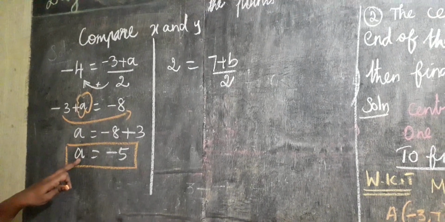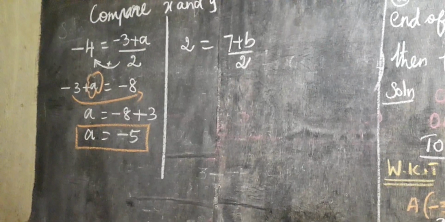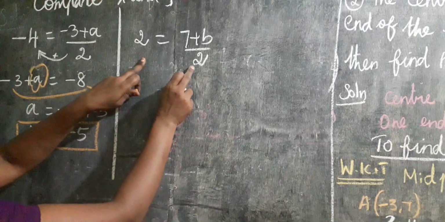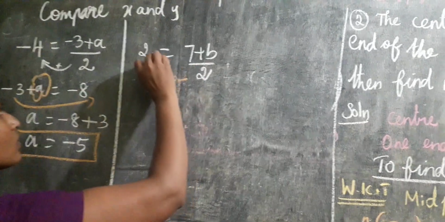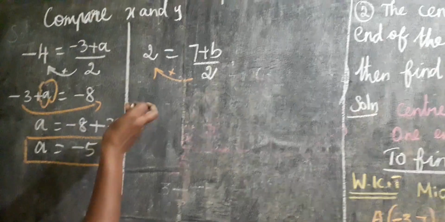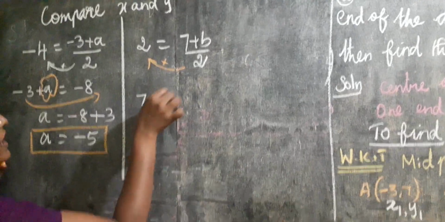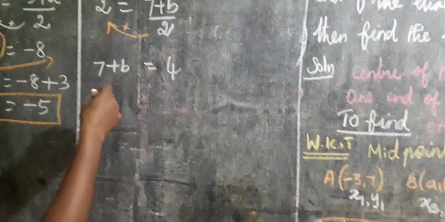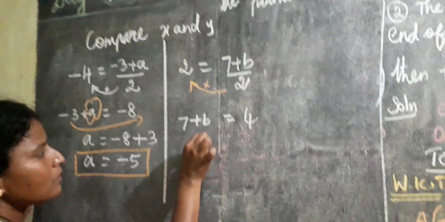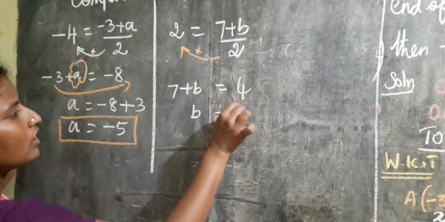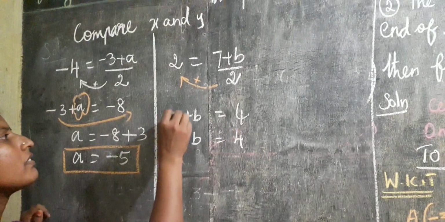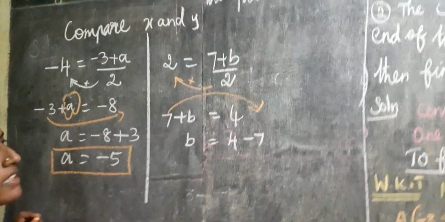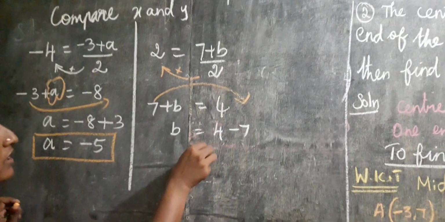That is the x coordinate. Next, see the y coordinate. This 2 is going to this side, which means multiply. So 7 plus b is equal to 2 twos are 4. Okay. Next, what is our aim? We have to find the variable b. b is equal to 4. This plus 7 is coming to this side, which means minus 7.